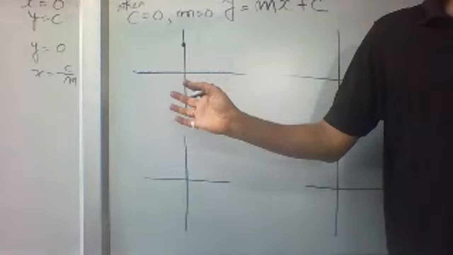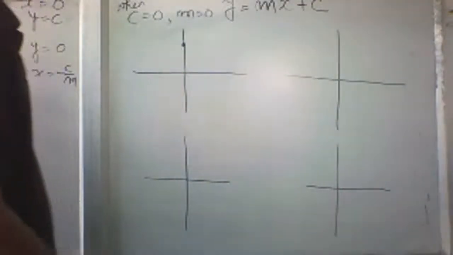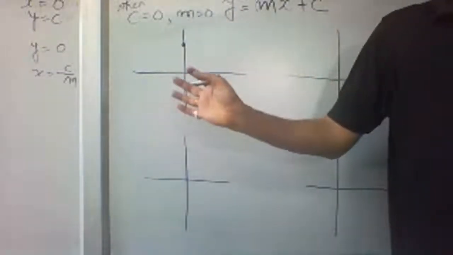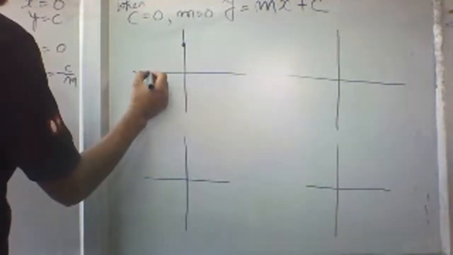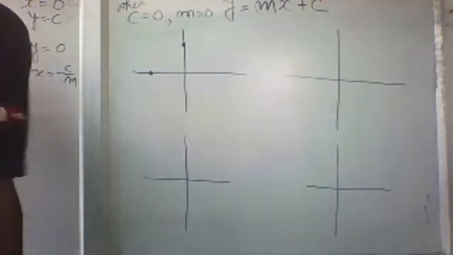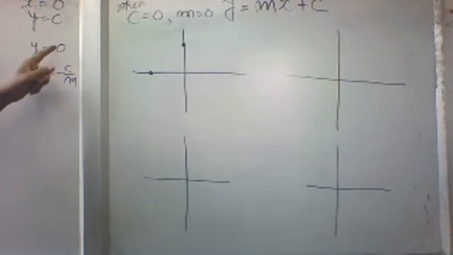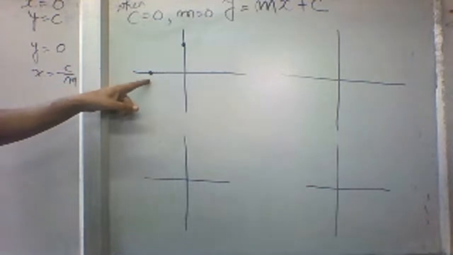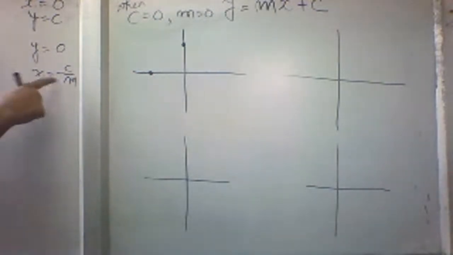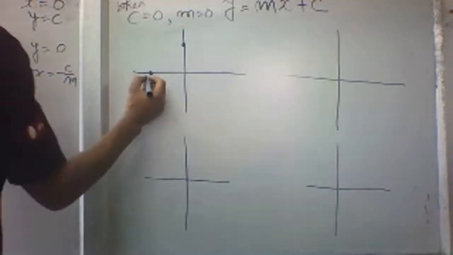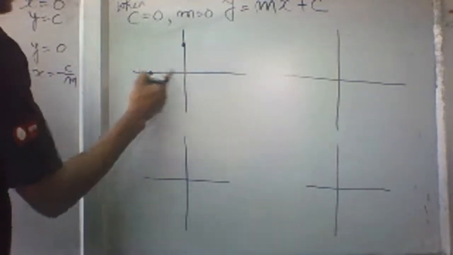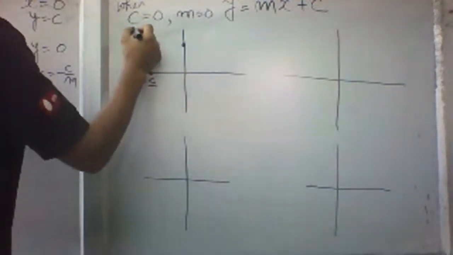Then one important part: y is equal to 0 is here. If y is equal to 0 over here, then this is the condition. If y is equal to 0, it means x will have some numerical value, minus c upon m. This is the minus side, na? This is the second quadrant.